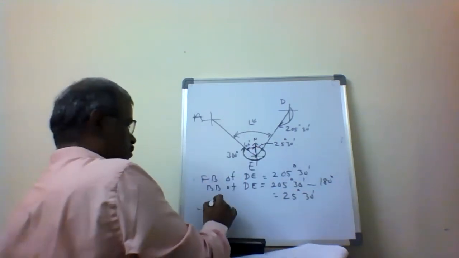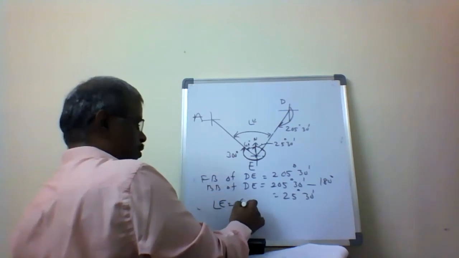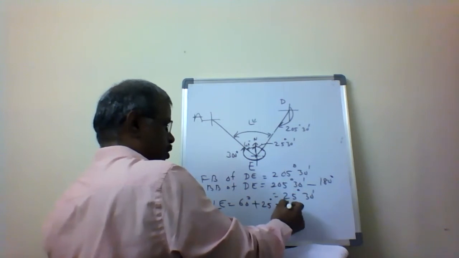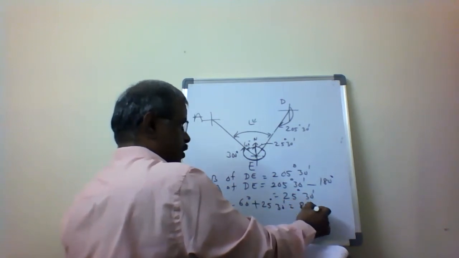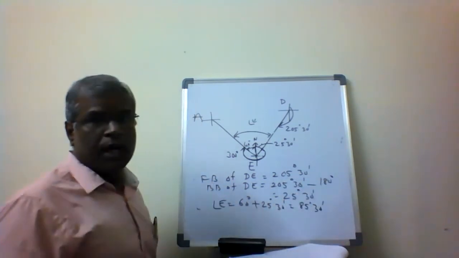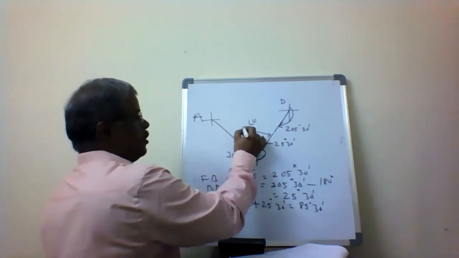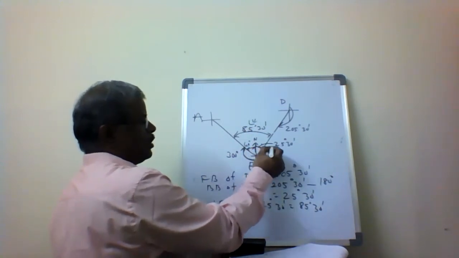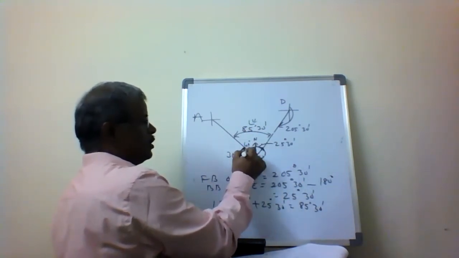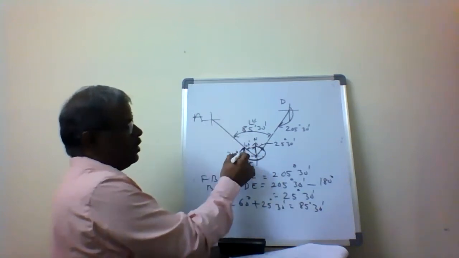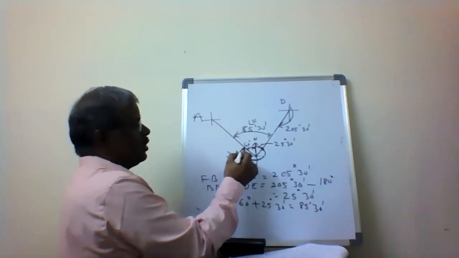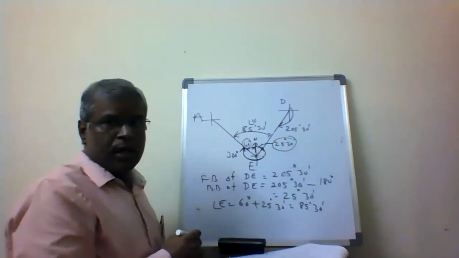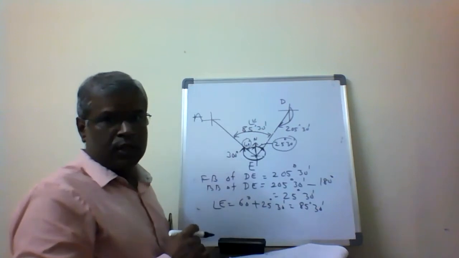Now angle E equals 60 degrees plus 25 degrees 30 minutes, so 85 degrees 30 minutes. This is 25 degrees 30 minutes. Up to here, the forward bearing of EA is 300 degrees, so 360 minus 300 gives 60 degrees. And this is 25 degrees 30 minutes. Together it is 85 degrees 30 minutes.